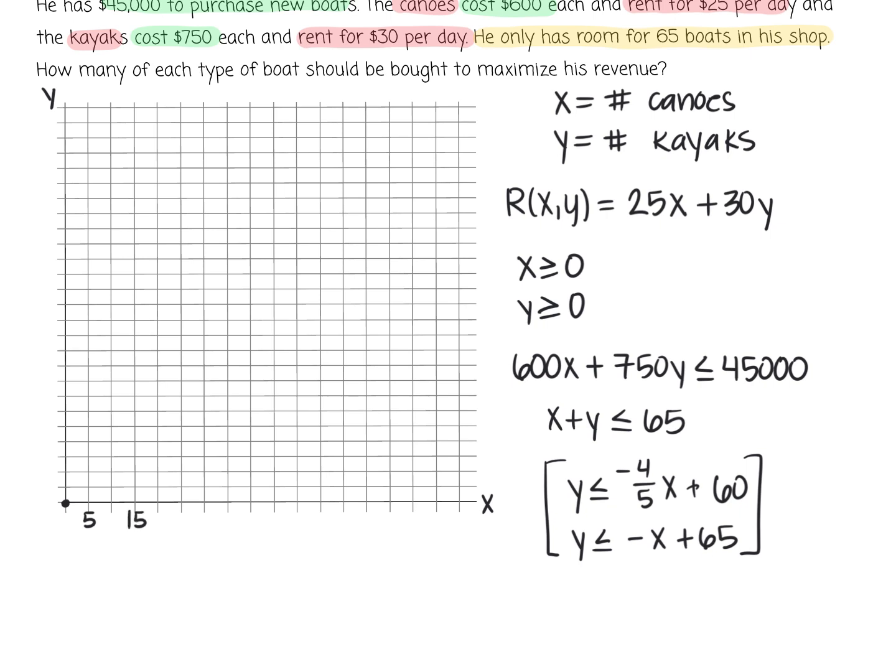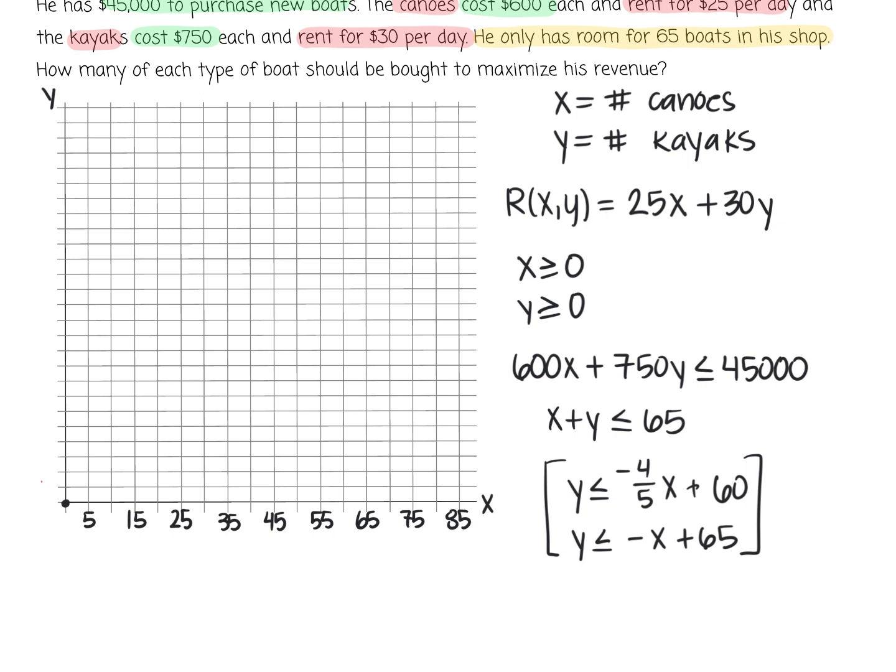So 5, then 15, 25, 35, 45, 55, 65, 75, 85. So basically, each line is 5. It's just to kind of save some space, I'm only labeling every other one. So for the y-axis, I'm not required to go up by the same scale. I am going to for this one just to make it a little bit easier.